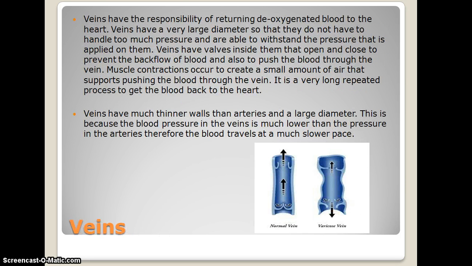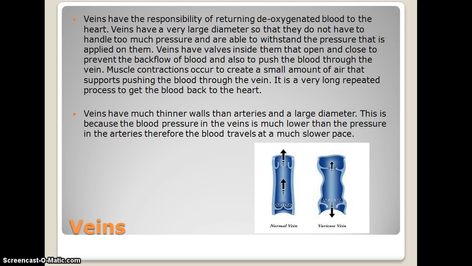Veins. Veins have the responsibility of returning deoxygenated blood to the heart. Veins have a very large diameter, so they do not have to handle too much pressure and are able to withstand the pressure that is applied in them. They are very wide in order to have enough room to withstand a higher volume of blood without putting too much stress on the walls.